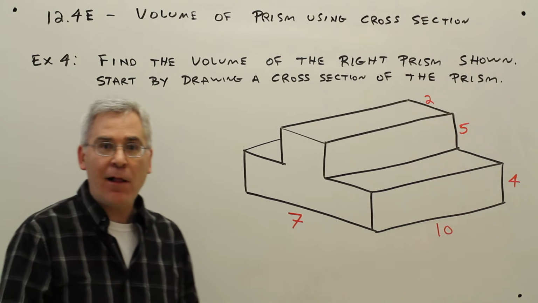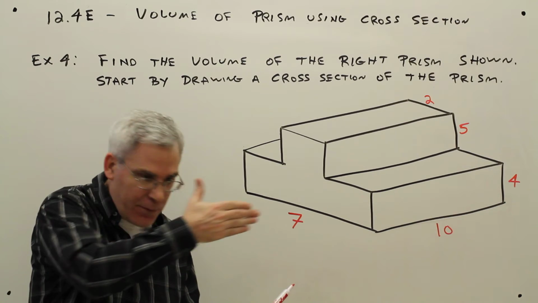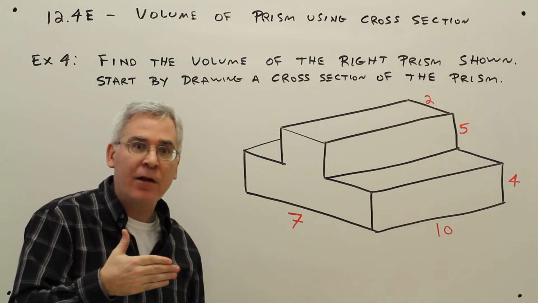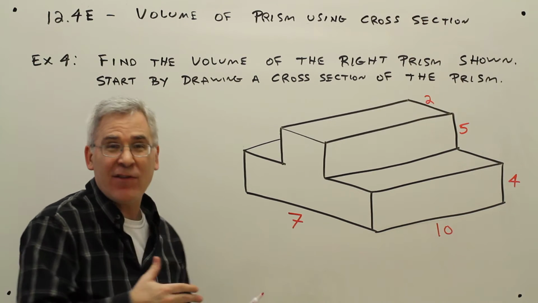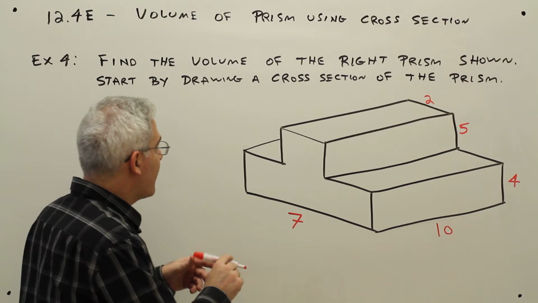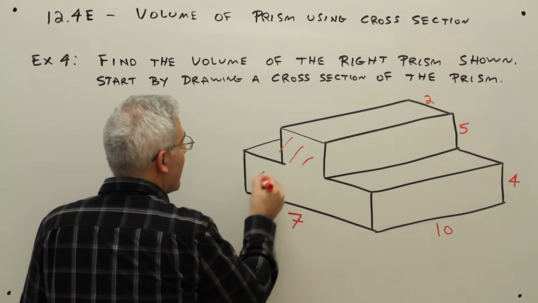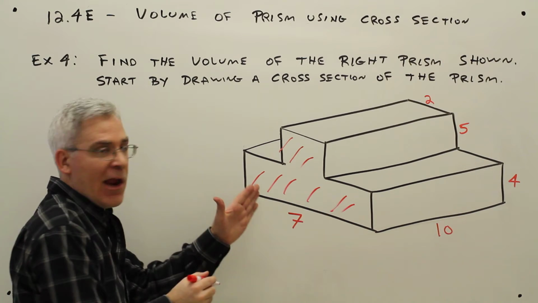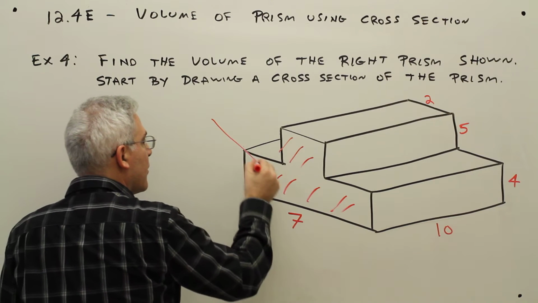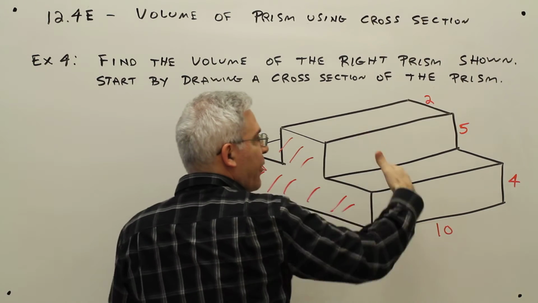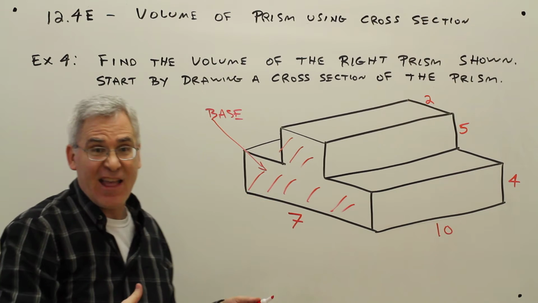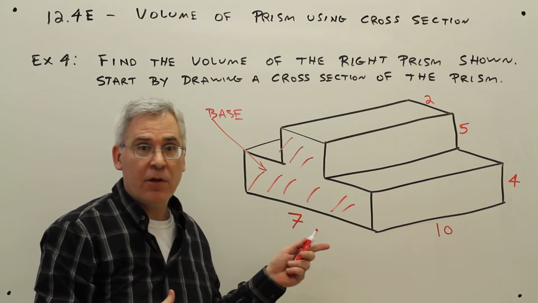All right, so recall a cross-section is if you saw right through the solid parallel to the bases. So the bases have to be parallel and congruent. So really, this right here is a base. So if I were to cut through anywhere, I would get that same cross-sectional shape.